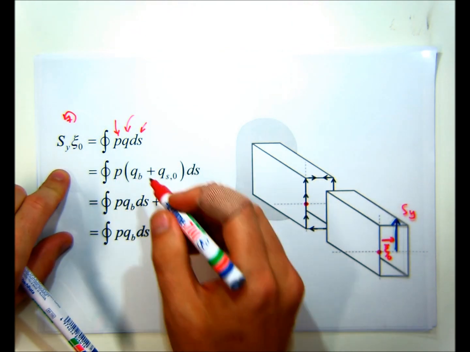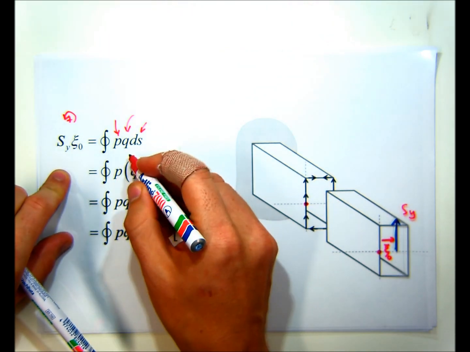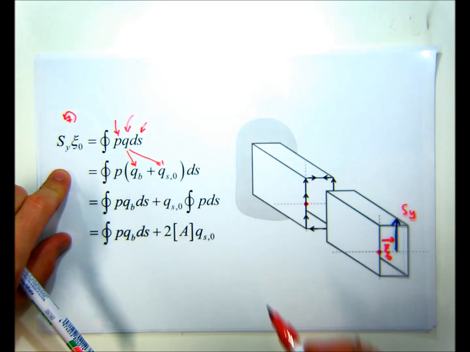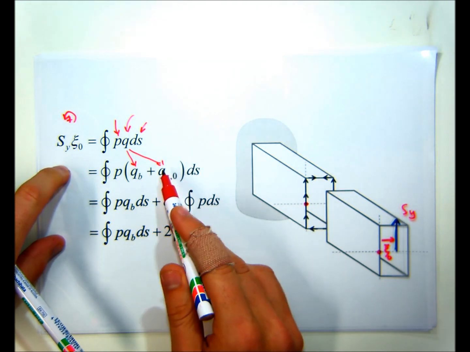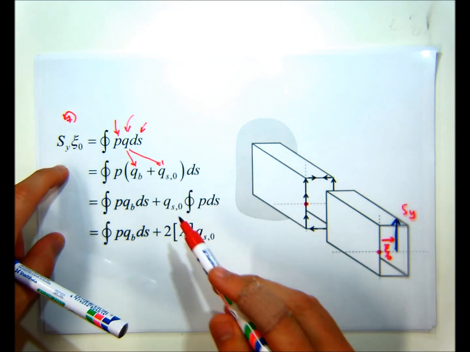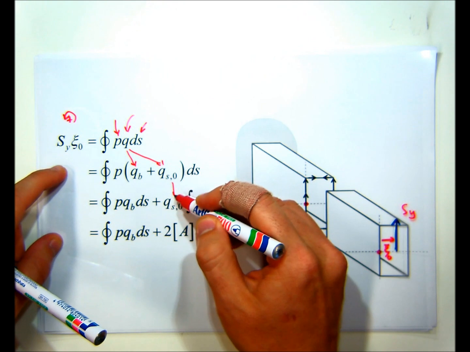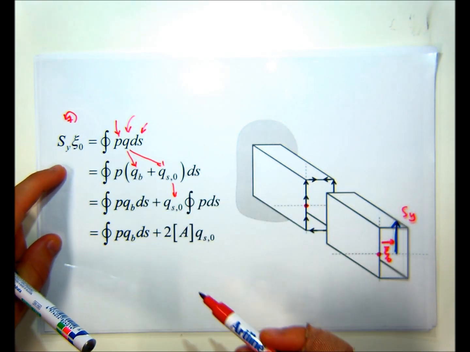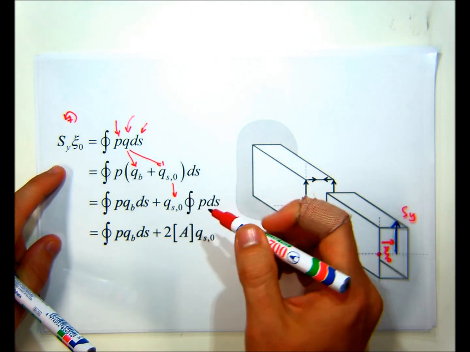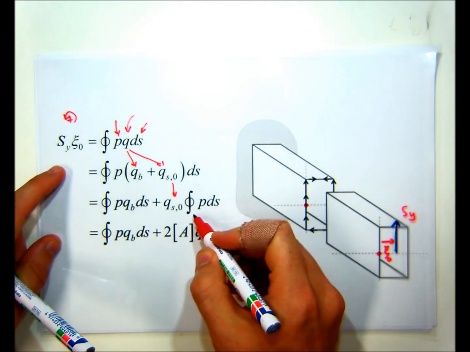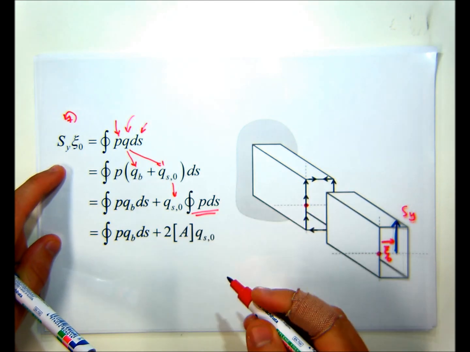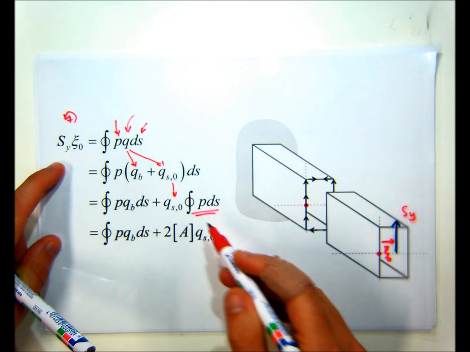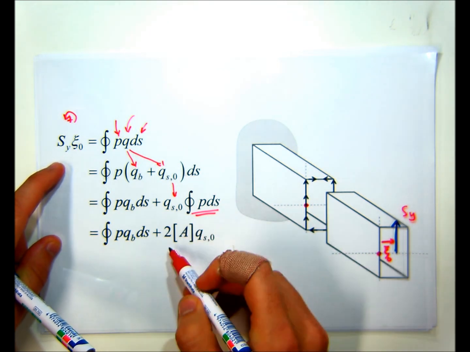We can break the Q into two parts, as we did on the previous slide, into QB and QS naught. And we know that this QS naught is constant around the entire section, so we can take that outside the integral, whereas QB is not constant. We need to keep that inside. We also know from geometry in class that this integral here, PQds, is related to the total enclosed area in the section, and that is given here.